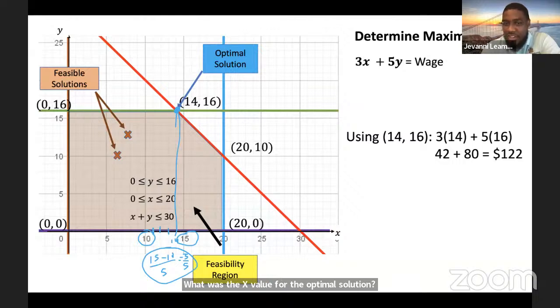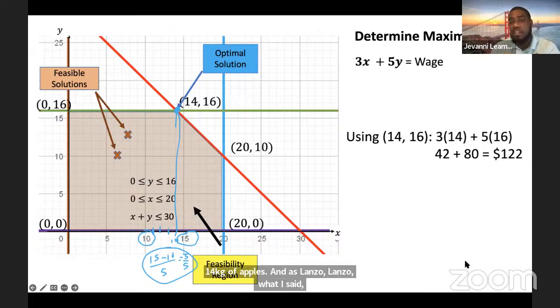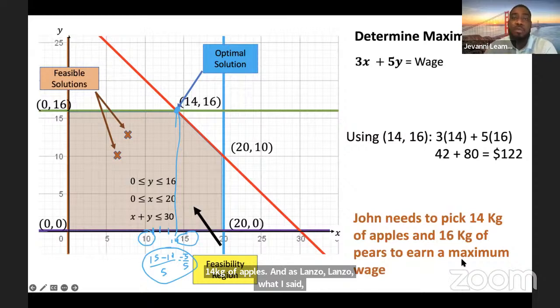The optimal solution for your x value, the x-axis, is 14. But 14 what? It's not 14 apples. It's 14 kilograms. So John would need to pick 14 kilograms of apples, and 16 kilograms of pears, to earn the maximum wage.